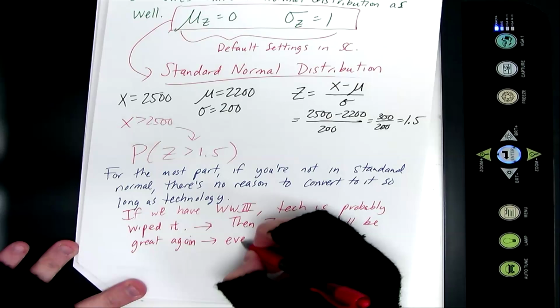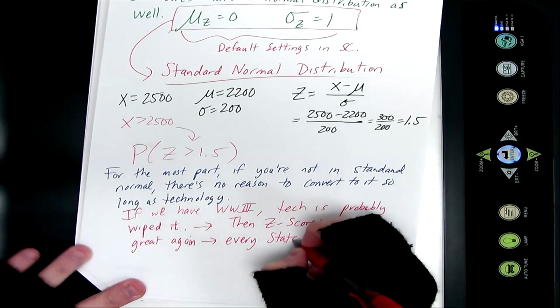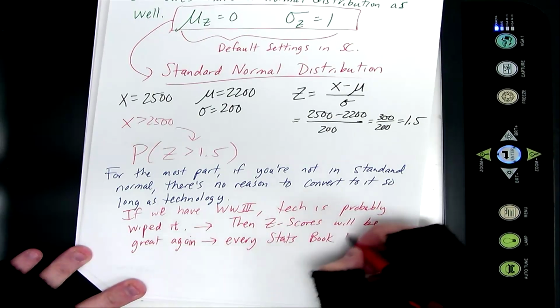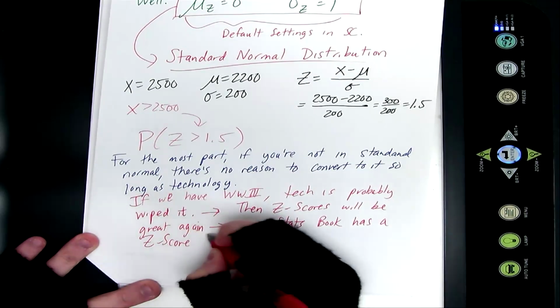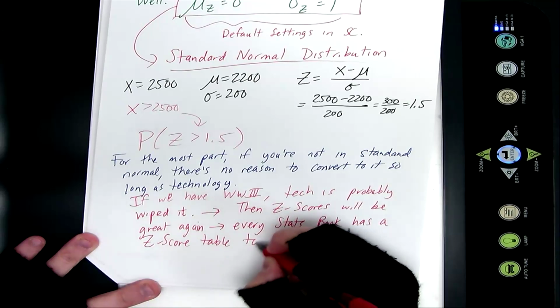Every stats book has a z-score table to find probabilities.